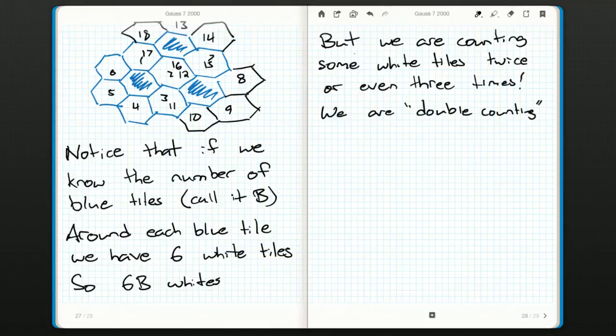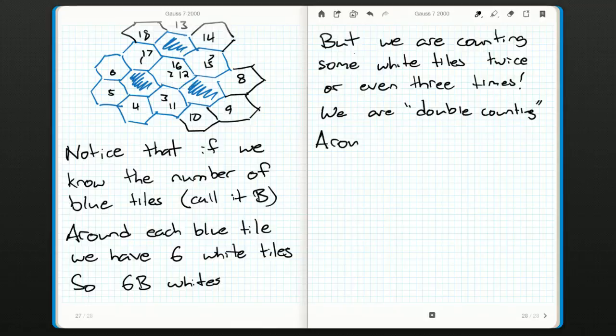So if you've never seen that technique, that's something you can go learn. Double counting comes up when you're counting things in combinatorics, and it's something you do need to watch out for. A lot of combinatorics problems out there are actually very tricky because you often double count. Okay. So around each blue tile, we have 6 white tiles.